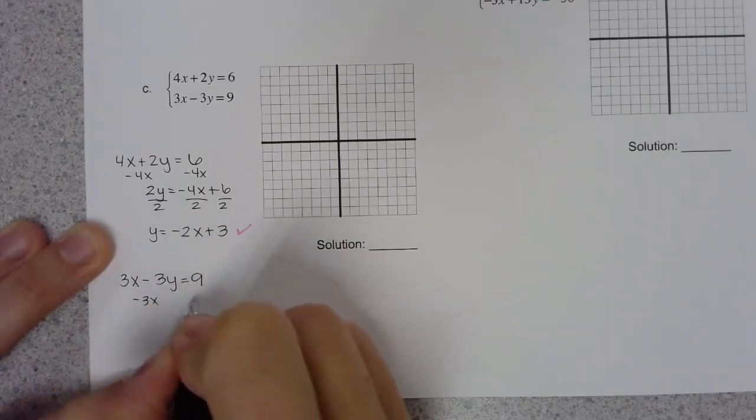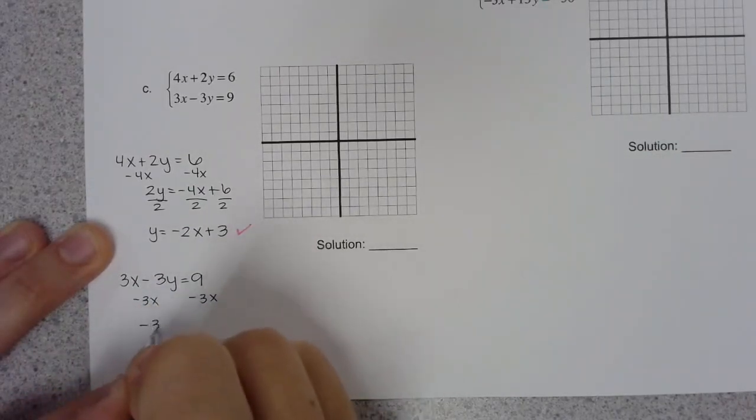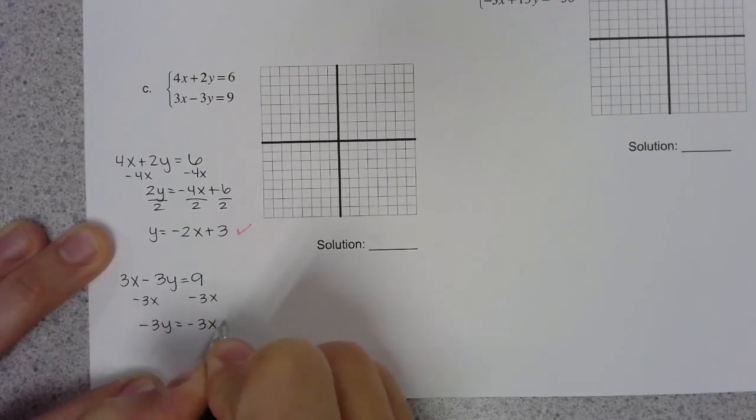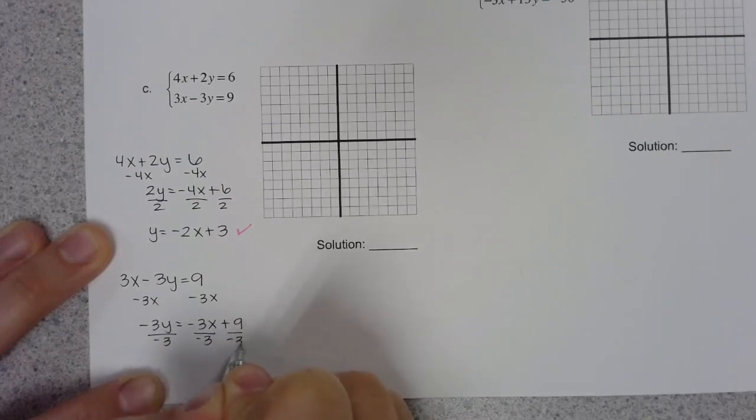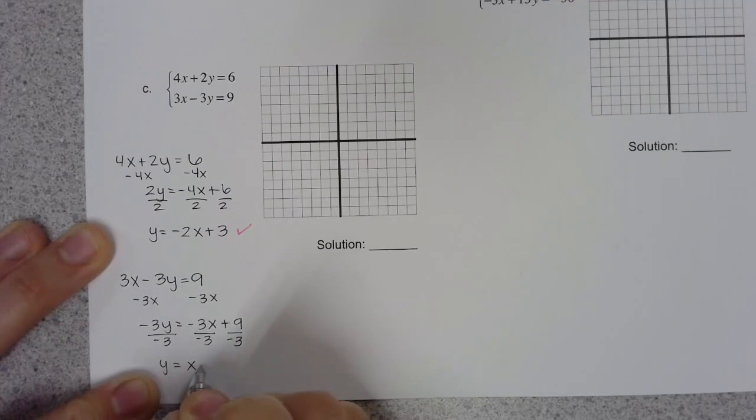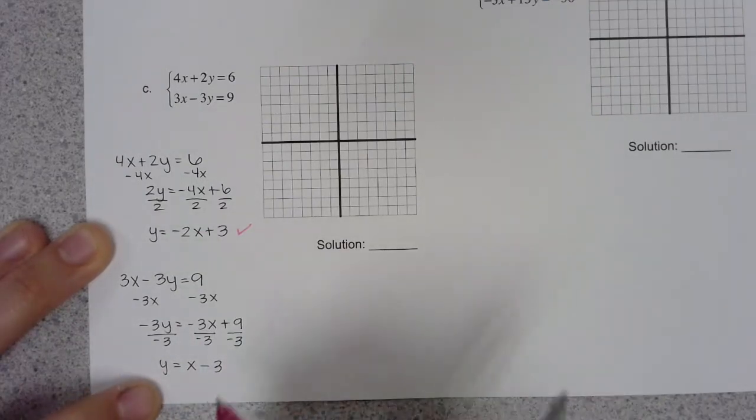Then I'll do the same thing down here for my second equation. I'll subtract the 3x from both sides. That'll give me negative 3y is equal to negative 3x plus 9. And then I'll divide everything through by negative 3. And so I'll get y equals positive x, and then positive 9 divided by negative 3 will give me negative 3. And now this one's ready to graph as well.